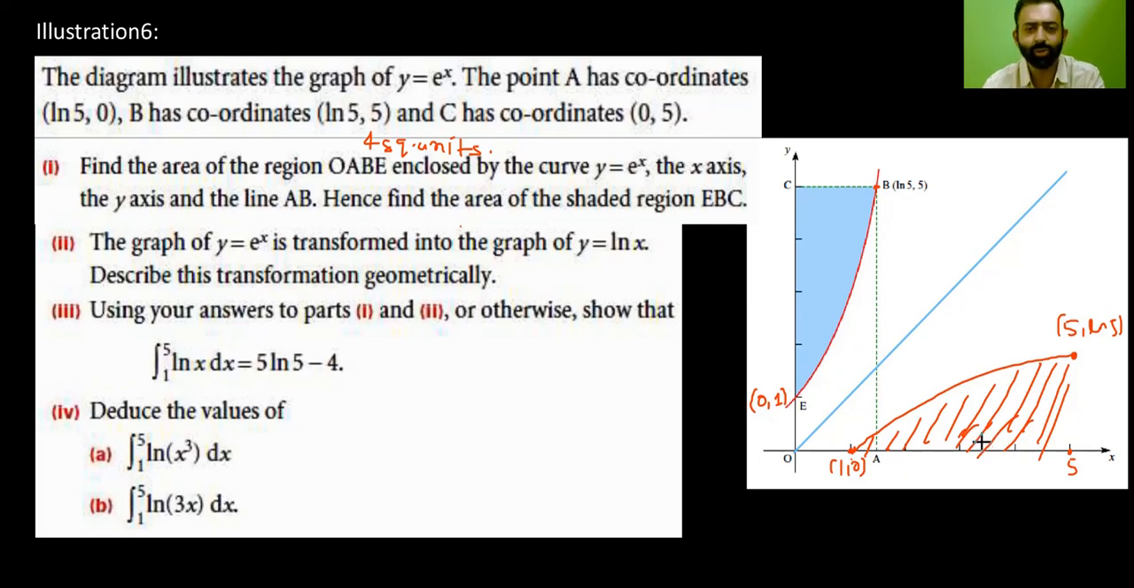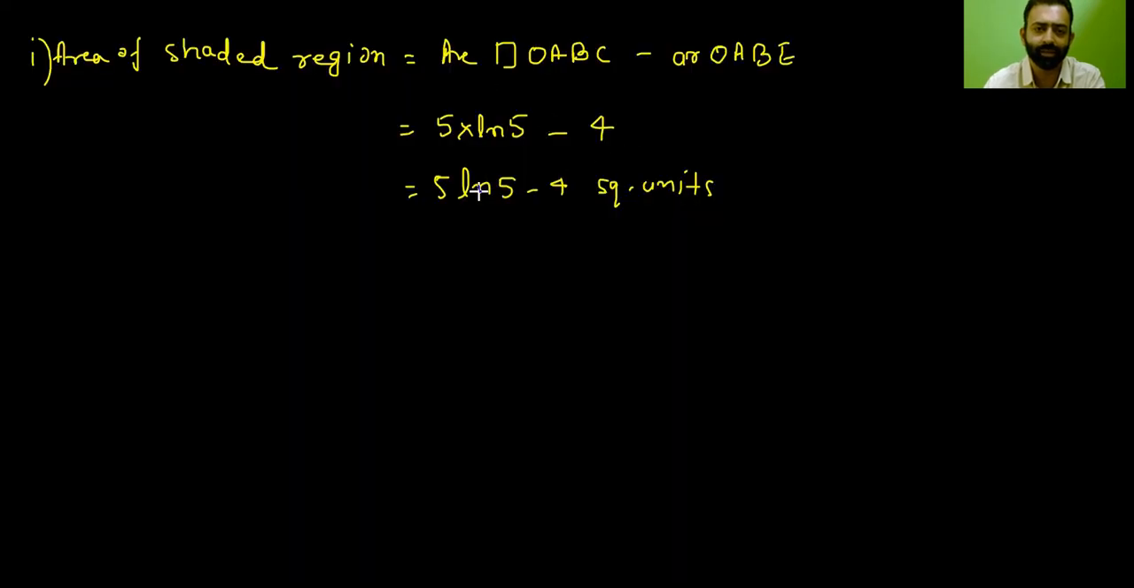And how we can use part 3? Since both the functions are mirror images of each other, this area will be equal to this area, and using the value of that area which was calculated in part 1, which is 5 ln 5 minus 4. So the area of the blue shaded region will be equal to the area of the red shaded region, which is in fact the integral of log x from 1 to 5.